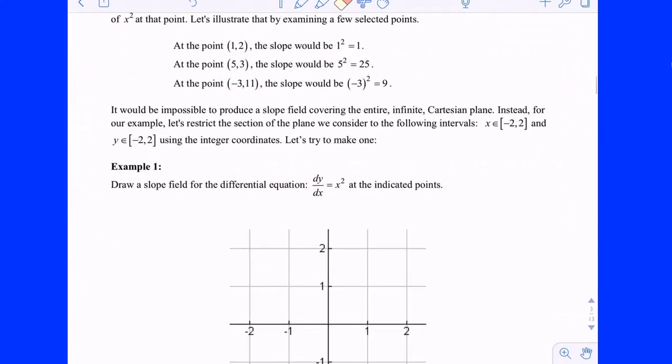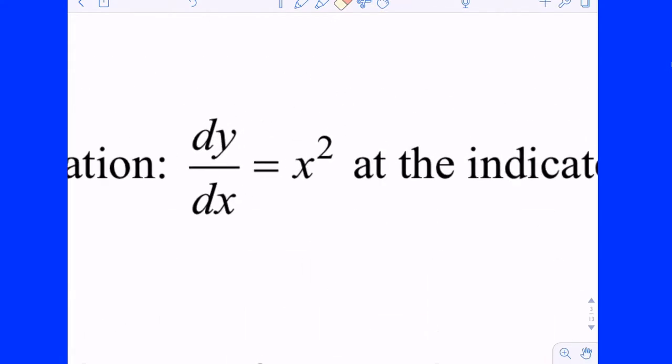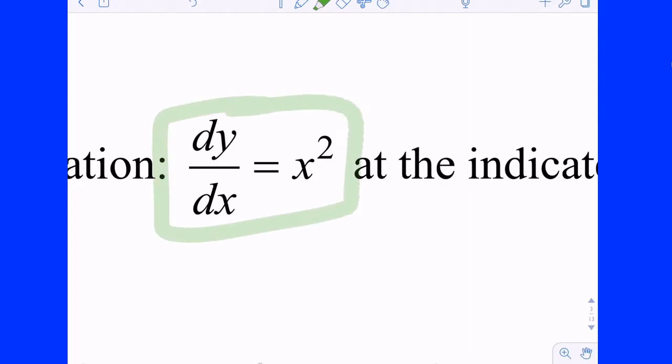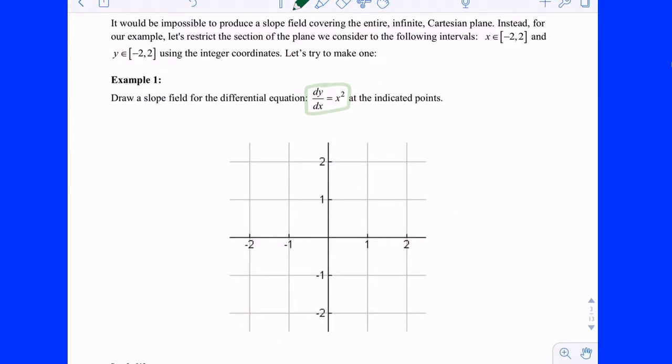Here's something like what we might have to do. Draw a slope field for the differential equation at the indicated points. Notice that this is a differential equation. It's pretty easy, right? dy/dx equals x squared. We have a coordinate grid given to us, and the indicated points are going to be the intersections of the grid lines. So how are we going to generate a slope field?